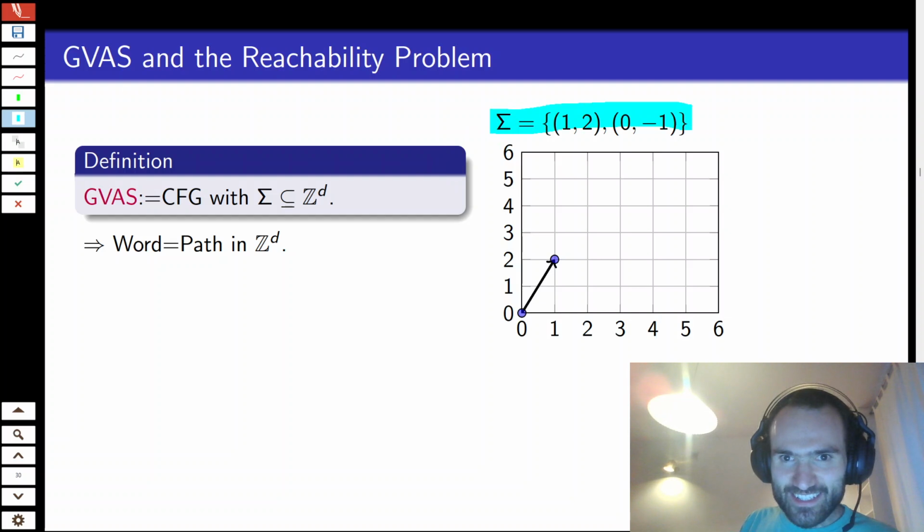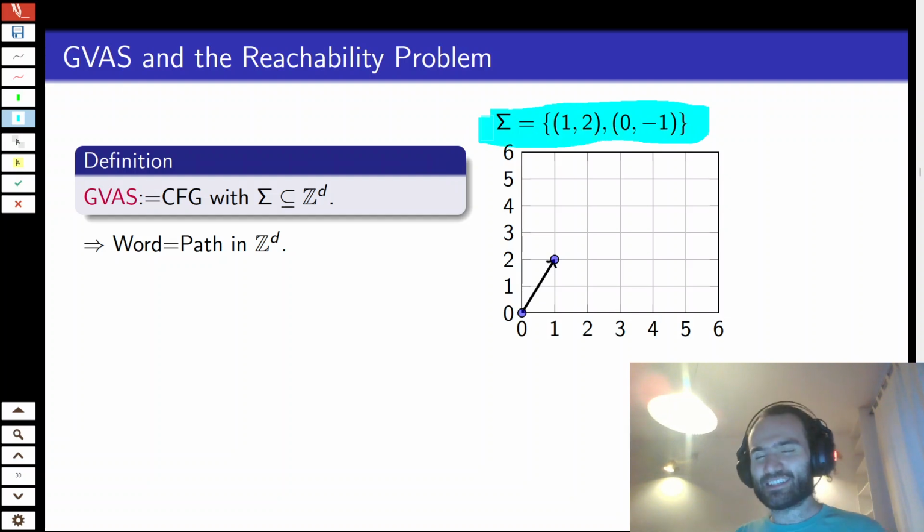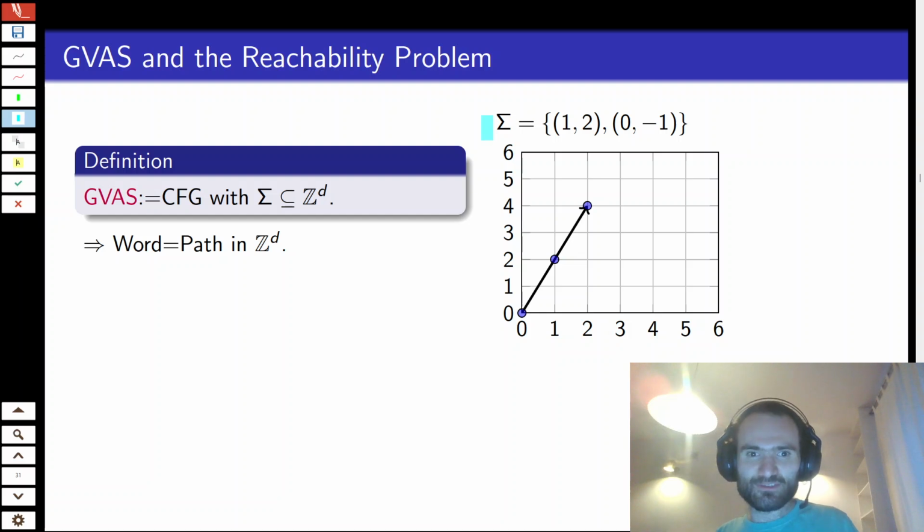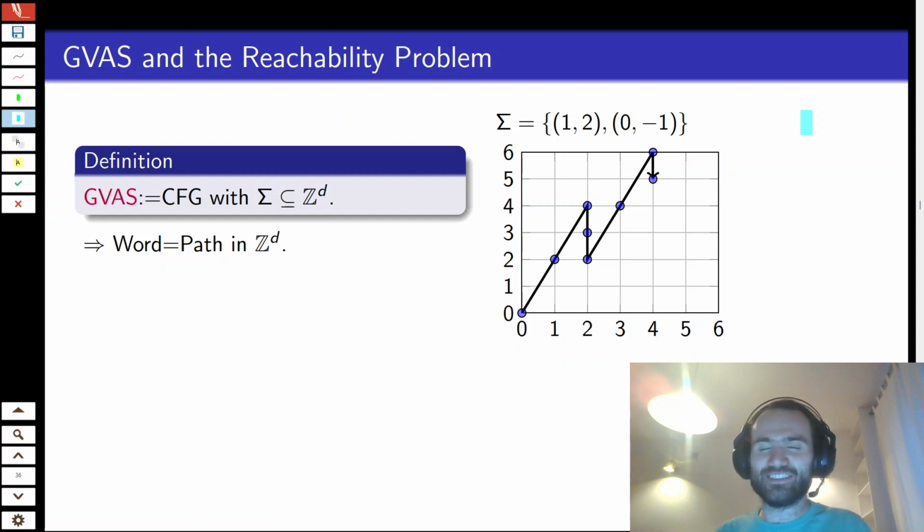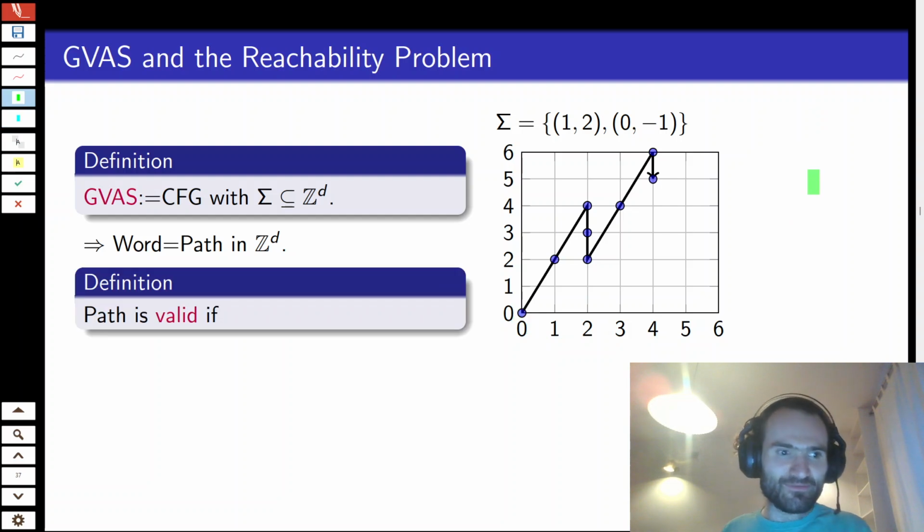Imagine you have sigma, which has these two letters in it. Now, whenever you read (1,2), you imagine that you take a step in this direction. So, for example, if you twice take the letter (1,2), then you take this path. And next, you could take the letter (0,-1), you would go downwards and so on. And so whatever word you have describes some path in Z^D via this sequence of, we call them updates. And observe that the path is supposed to start at 0. We will formally define this in a moment.